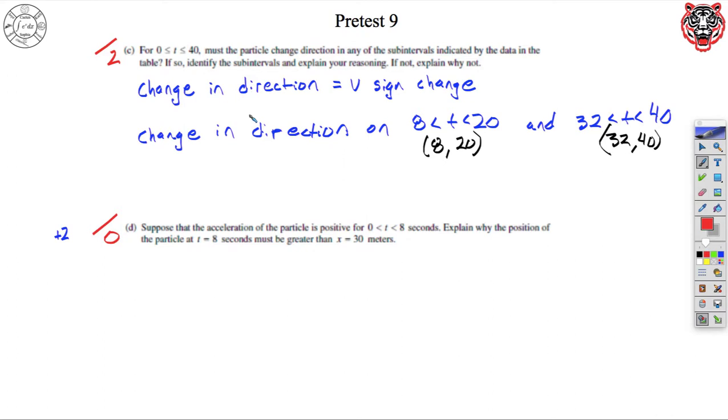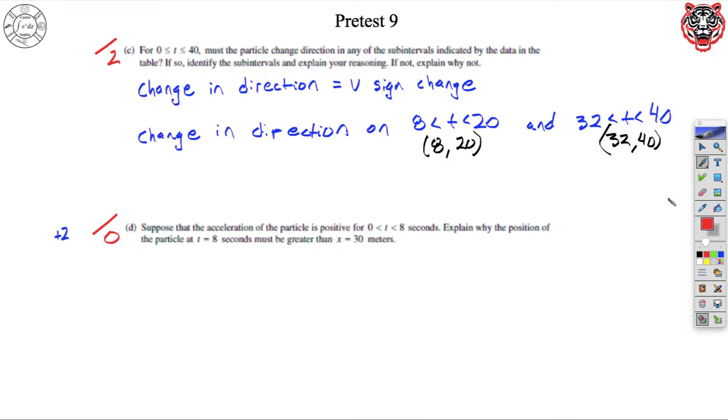Wait, isn't there one where? IVT, I think, is one you're thinking of. Yeah, what if I only said 8 and 20 and not 32 and 40? If you said 8 and 20 and what? And not 32 and 40. Yeah, so you have to have both those correct.